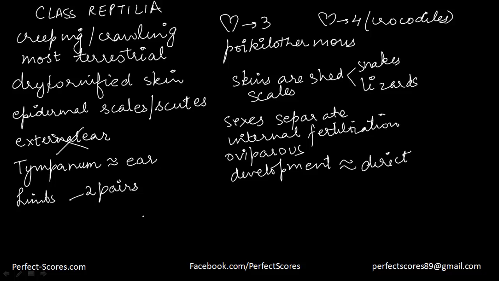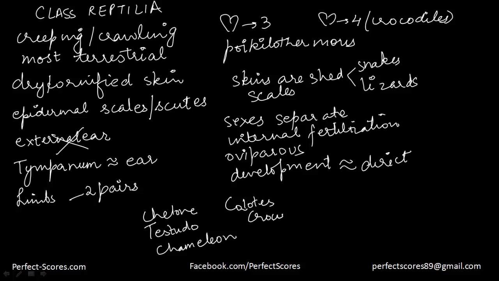Some of the examples are Chelone, which is the turtle, then Testudo, which is the tortoise, Chameleon, which is the tree lizard, Calotes, which is the garden lizard, then Crocodilus, which is the common crocodile, alligator, then Naja, which is a snake, that's a poisonous snake that refers to the king cobra, then Vipera, that refers to the poisonous viper snake. And then you even have the normal wall lizard, which is known as Hemidactylus.